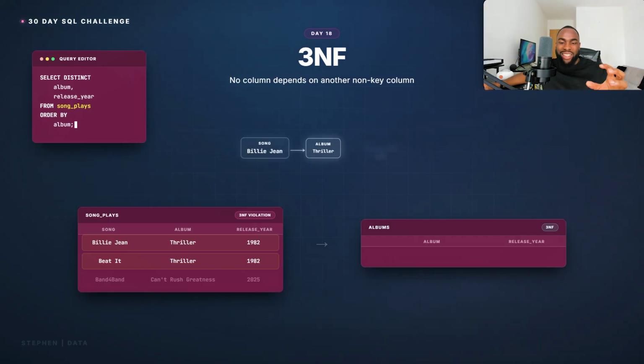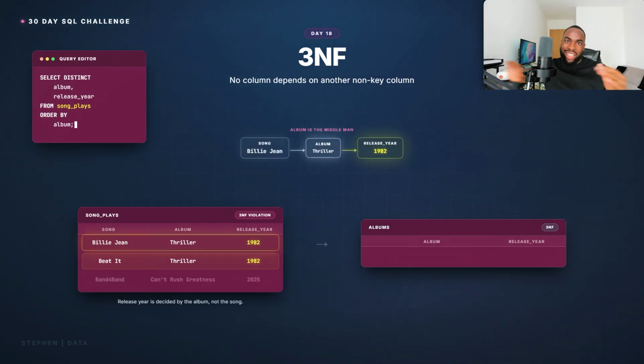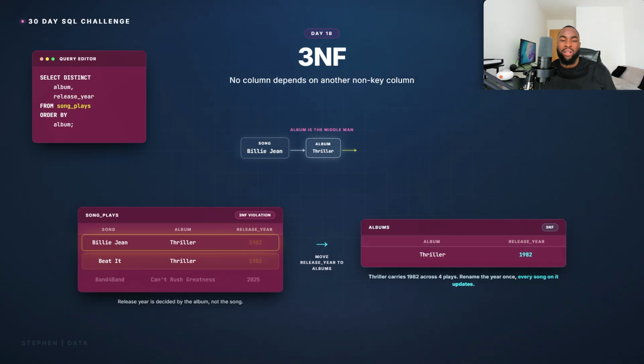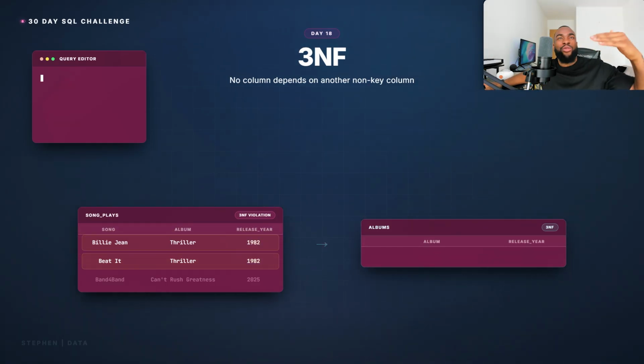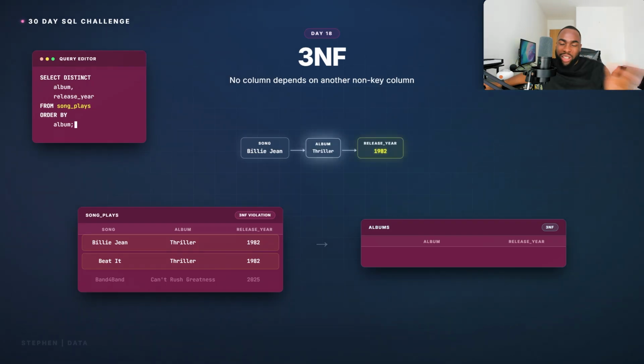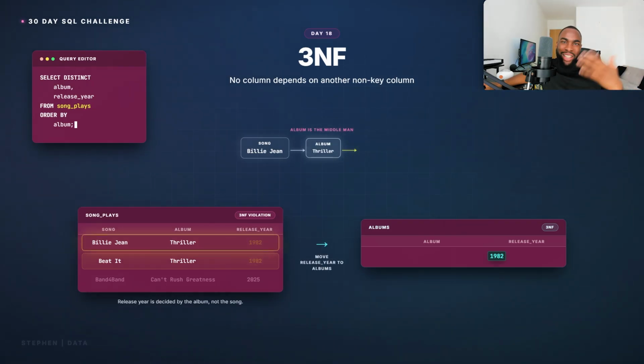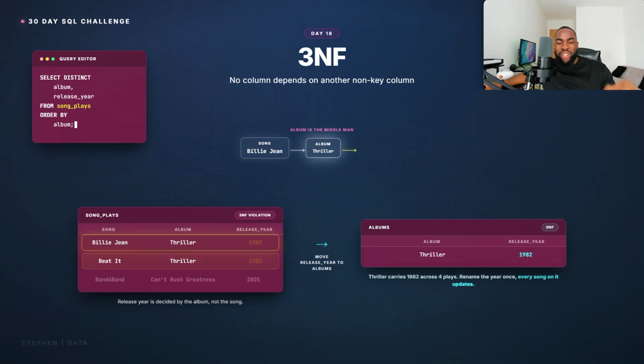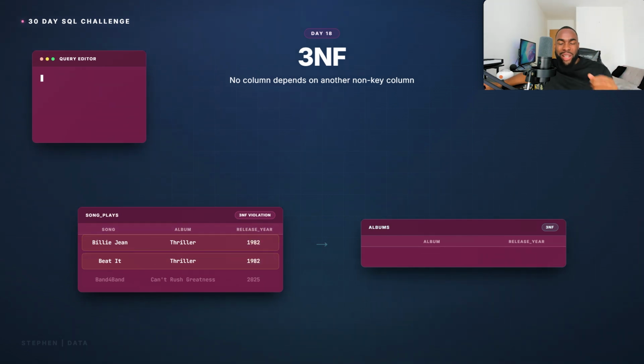If you corrected the release year, so maybe it was logged as 1980 or 1979 and it should actually be 1982, you're going to have to search through every single song on that album and change all of them manually, one by one. And if you miss one, then the same album is going to claim two different release years in your database, and now your data is contradicting itself once again. But if you store that release year just once, and you make the album the key, then there's only ever one copy you need to get right.